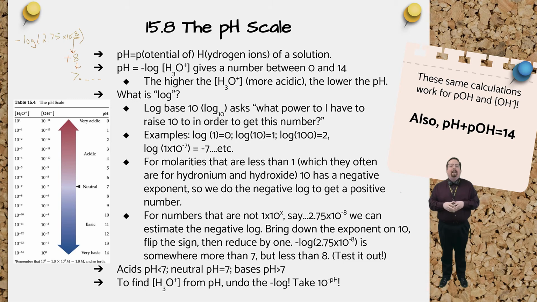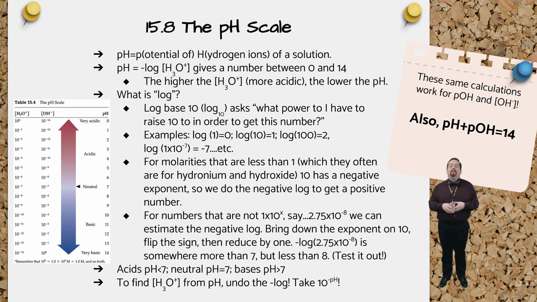When we calculate the pH, that number tells us whether we have an acid or a base, or if our solution is neutral. If the pH equals 7, our solution is neutral. If it's less than 7, it's an acid, and if it's more than 7, it's a base. If you wanted to find the hydronium concentration from the pH, you simply undo the negative log base 10. If log was what power do I have to take 10 to get this number, then you simply take 10 to the power of that number. So in this case, since we did negative log of H3O+ to find the pH, then we do 10 to the negative pH to find the H3O+.